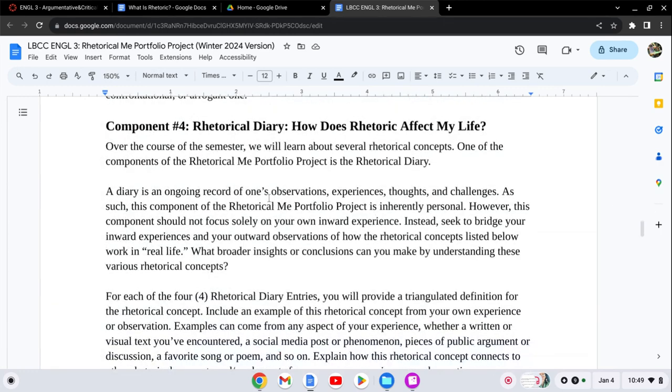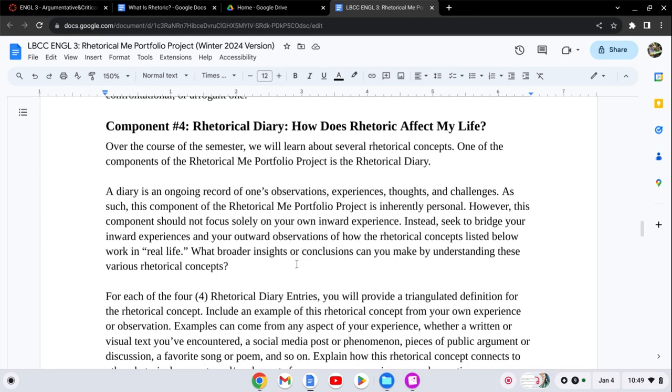Okay, so component 4, the rhetorical diary. How does rhetoric affect my life? Over the course of the semester, or the winter session, we will learn about several rhetorical concepts. One of the components of the Rhetorical Me Portfolio Project is the rhetorical diary. A diary is an ongoing record of one's observations, experiences, thoughts, and challenges. As such, this component of the Rhetorical Me Portfolio Project is inherently personal.